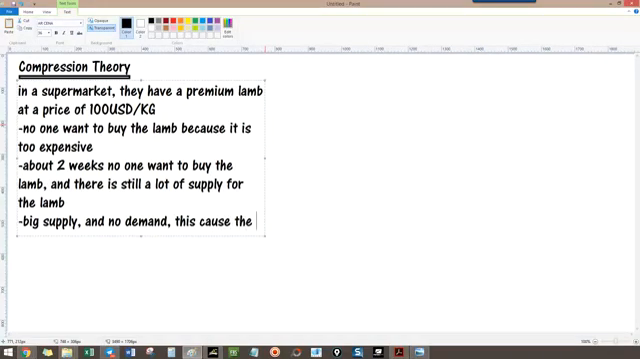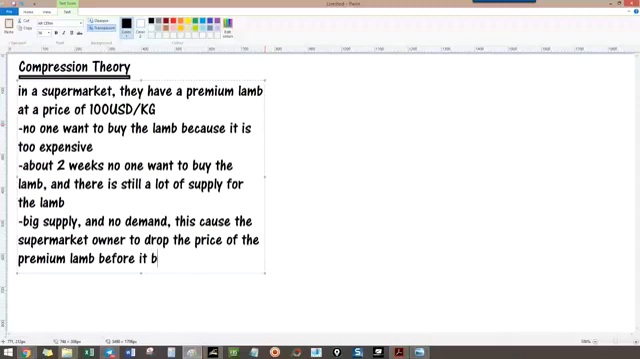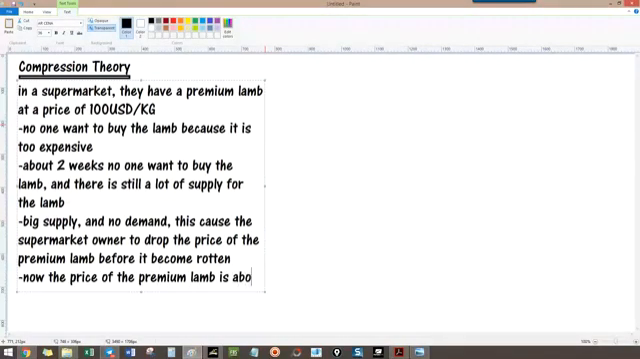This caused the supermarket owner to drop the price of the premium lamb before it becomes rotten. Okay, for example. Okay, so now the price of the premium lamb is about maybe 10 USD. Okay, a very cheap one. Not in our supermarket, but this is just an example because the meat will be rotten. Okay, over here I will change to 1 month.